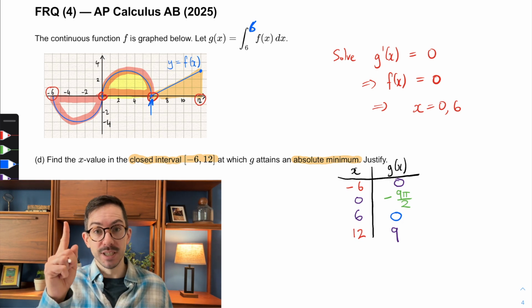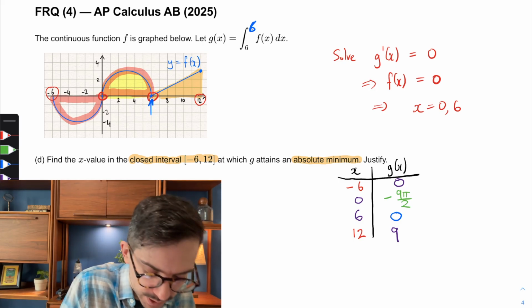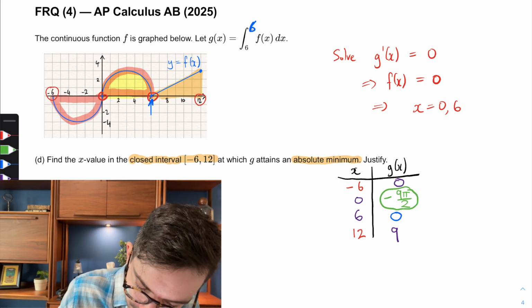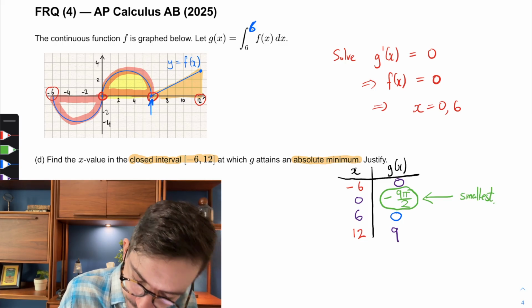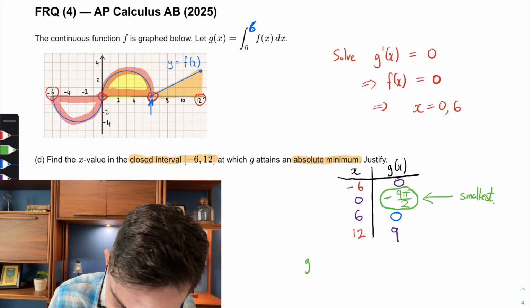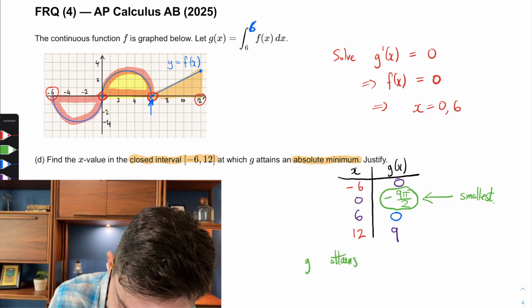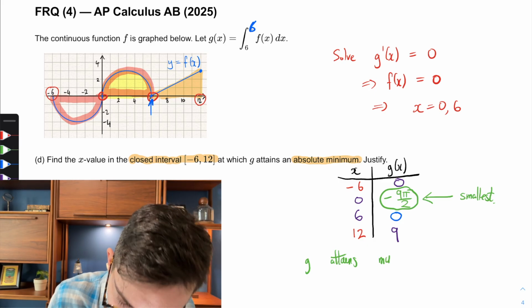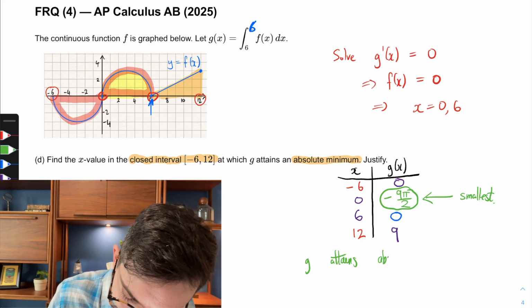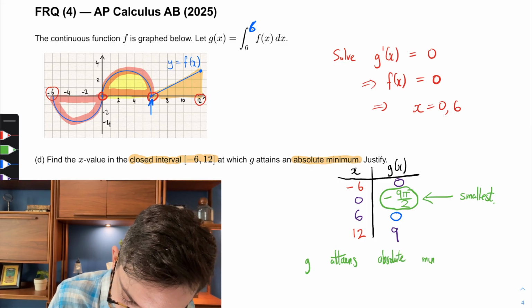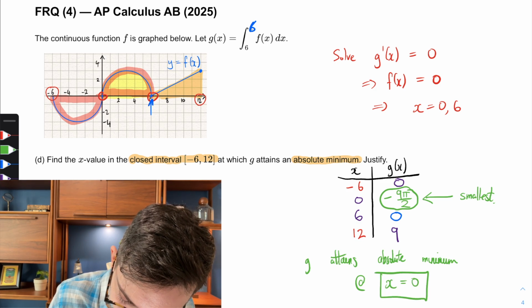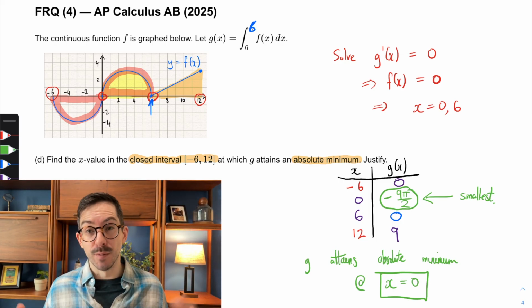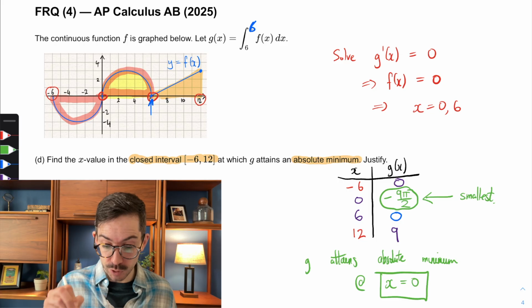Okay. So now we get our pointing finger out and we point at the smallest value that we see. Aha! It's the only one that is negative. That is the smallest. So what we can say is g attains an absolute minimum at x equals 0. We're not asked for the actual absolute minimum value here, just the x value that produces it.